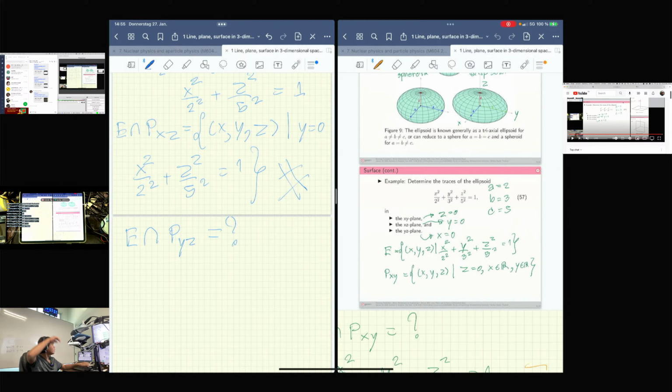Okay, and we're going to solve this. This is the plot of x squared by 2 squared and y squared by 3 squared.